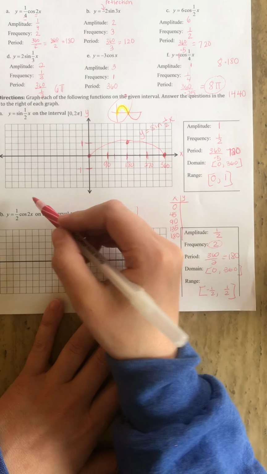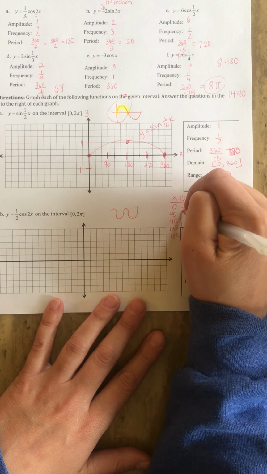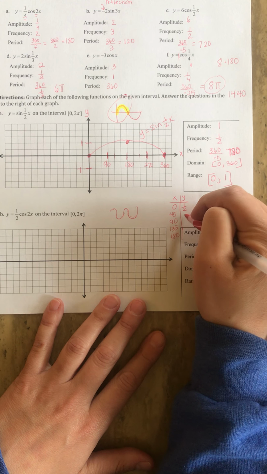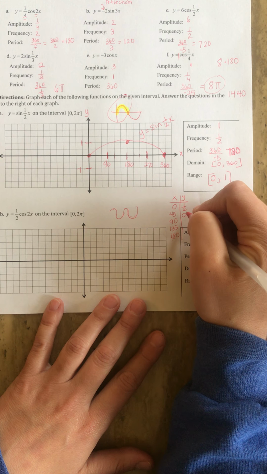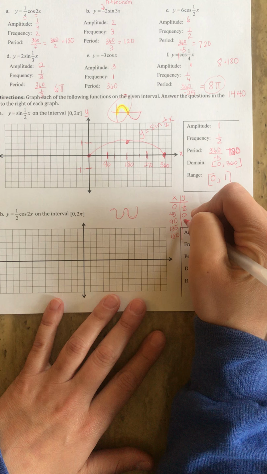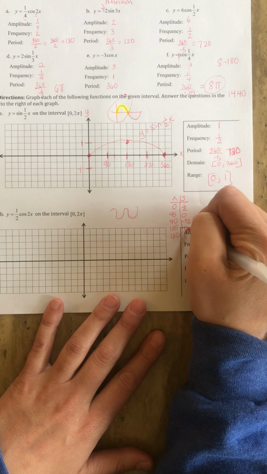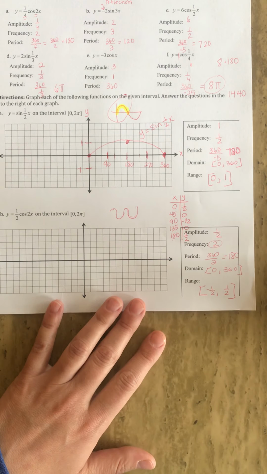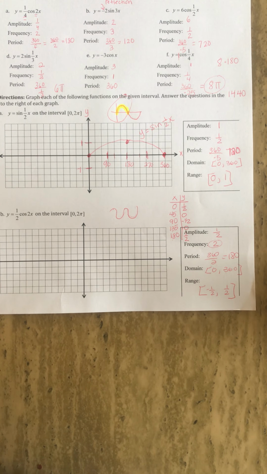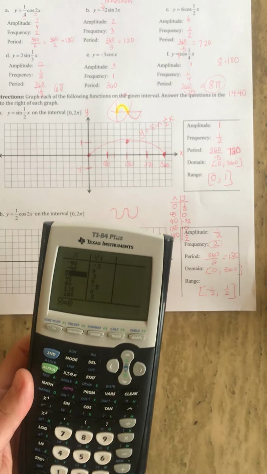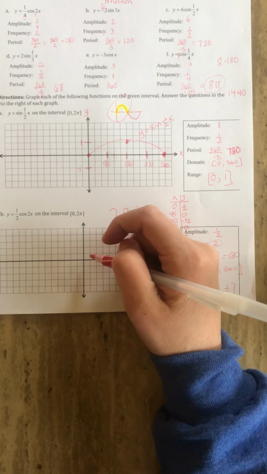So for cosine, you're going to start at the amplitude. You're going to go down to 0. Then you're going to go to -1/2, up to 0, back to 1/2. And all those points are right in your calculator if you wanted to focus in on that.